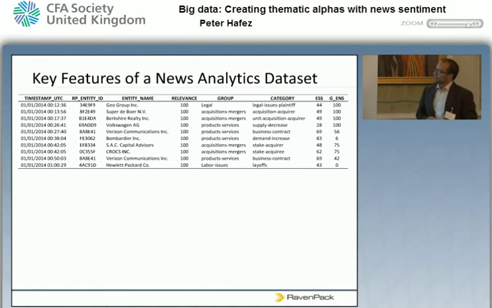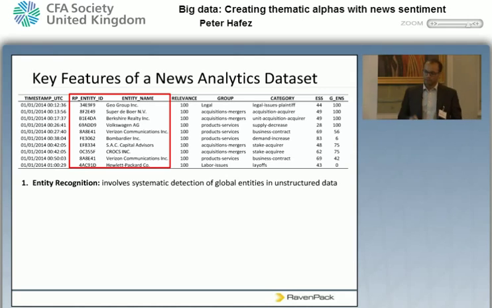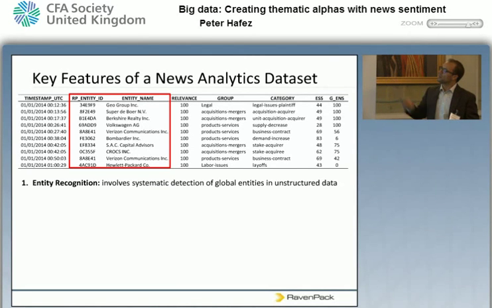This is, and I hope everybody can see this, perhaps a little small, but this is basically what a news analytics data set looks like, at least when highlighting some of the key attributes. We have probably something more like 40 different columns of information, but these are the most important ones. Each row represents a detection of an entity covered by RavenPack.